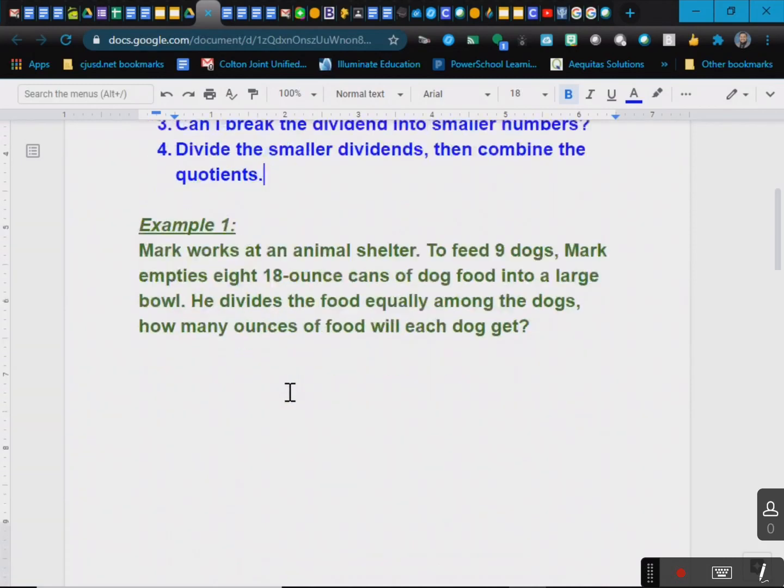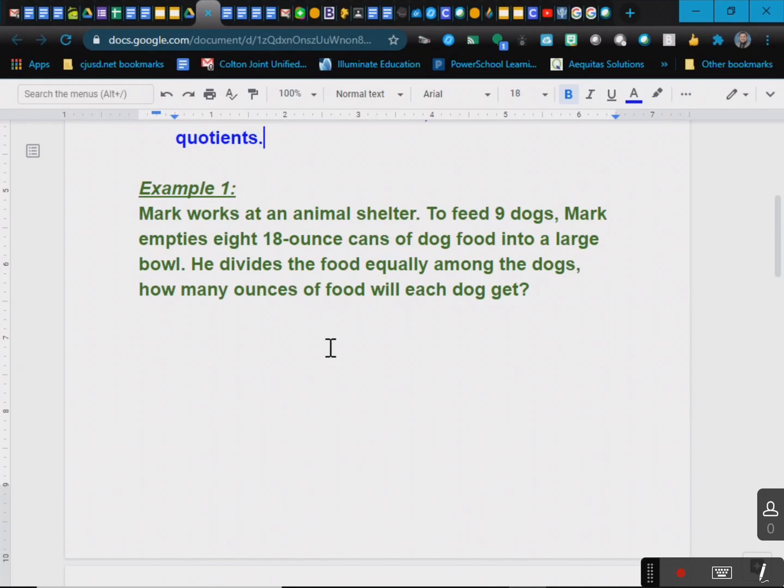So let's get started with number 1. Mark works at an animal shelter. To feed 9 dogs, Mark empties 8 18-ounce cans of dog food into a large bowl. He divides the food equally among the dogs. How many ounces of food will each dog get?